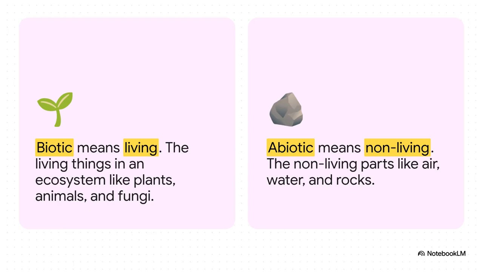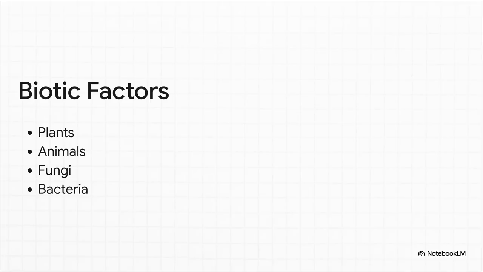Now here's a great way to remember this. Seriously, think of bio like in biology. You know that means life, right? And the little letter A at the beginning of a word usually means not or without. So biotic is the living stuff and abiotic is the non-living stuff. Simple. So let's start with the biotic factors.